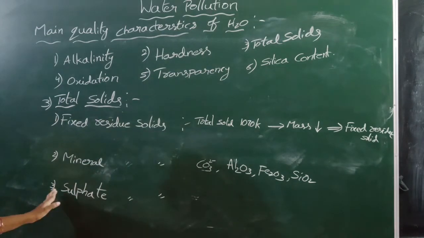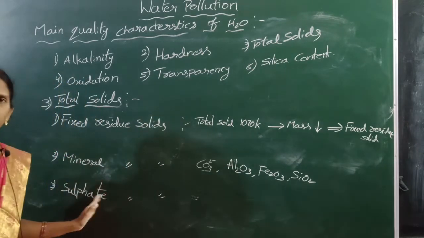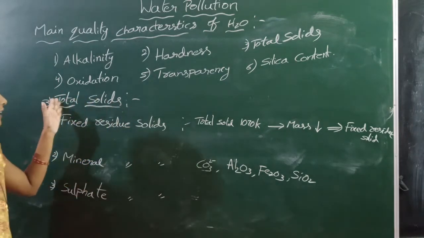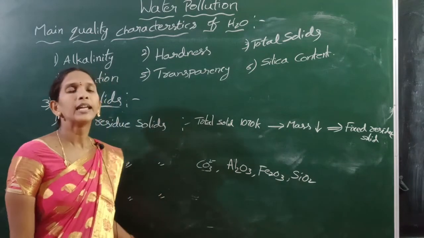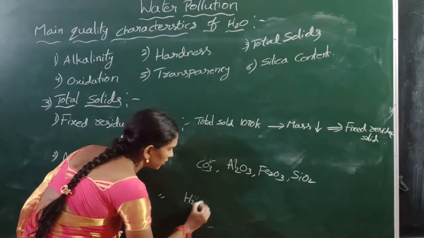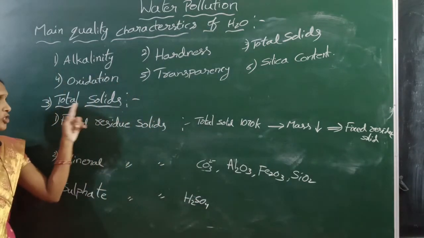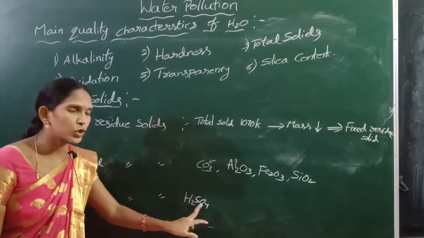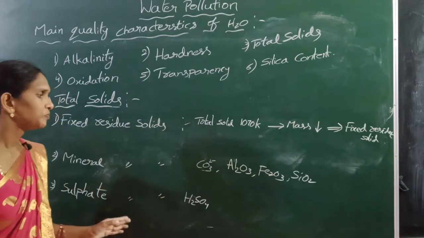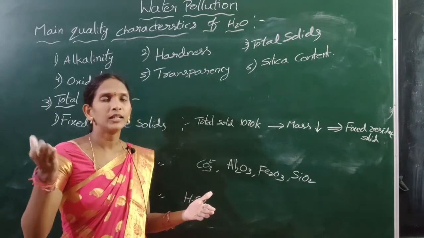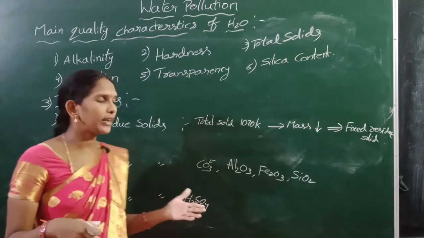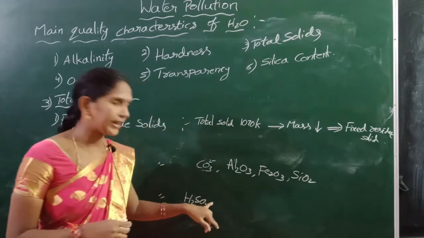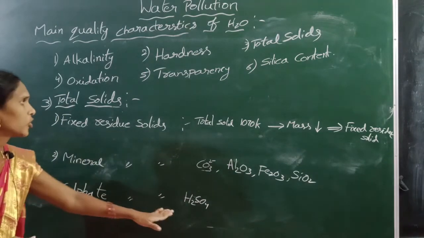The next one is sulfate residue solids. Sulfate residue solids means if the total solid contents present in natural water are treated with H2SO4, sulfuric acid, then the cations present in the water can be converted into sulfate. It's called sulfate residue solids.